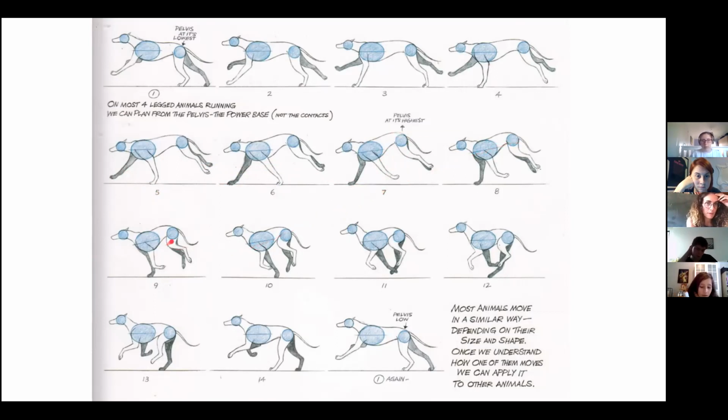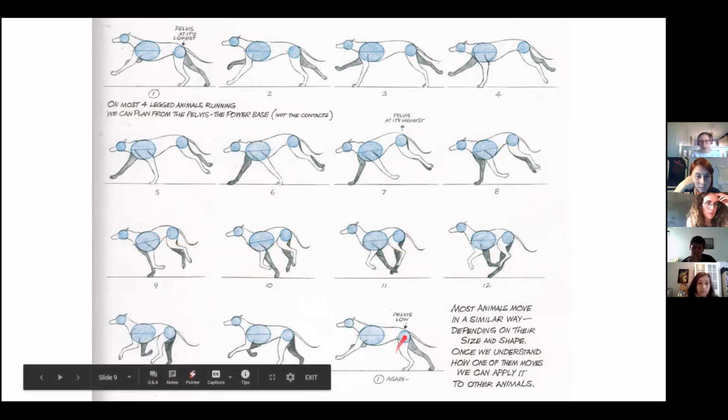And you can see that it's propelling the dog forward until it's touching the ground.